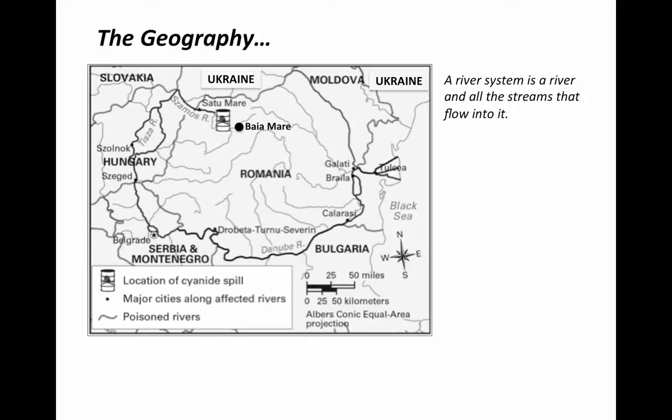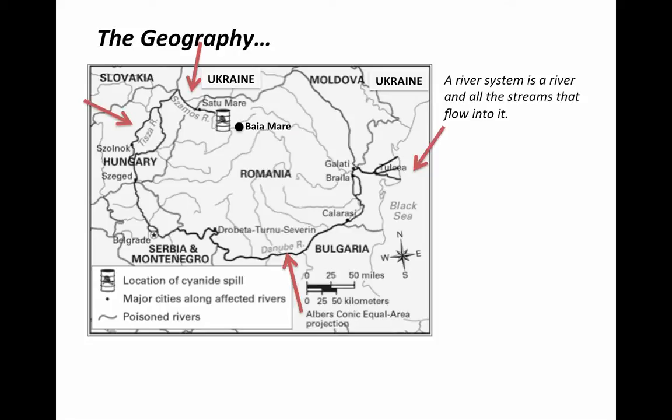Here is a picture of the Danube river system. You can see how the Samos River flows into the Tisza River. The Tisza River then connects into the Danube River. From here, water flows all the way out to the Black Sea.